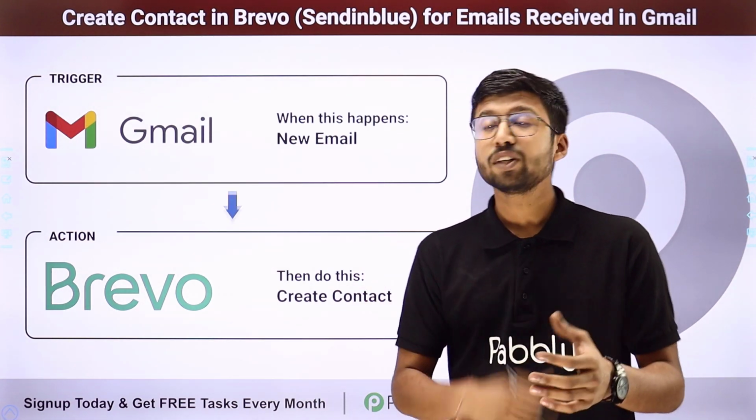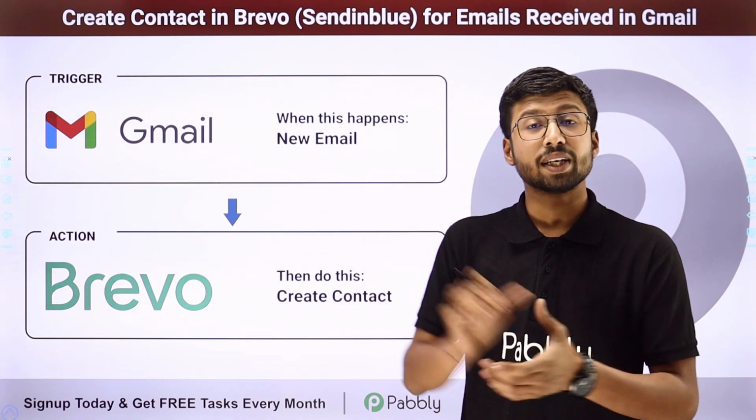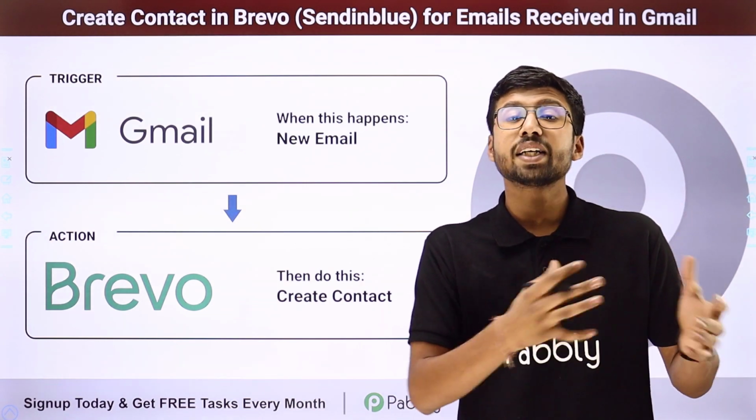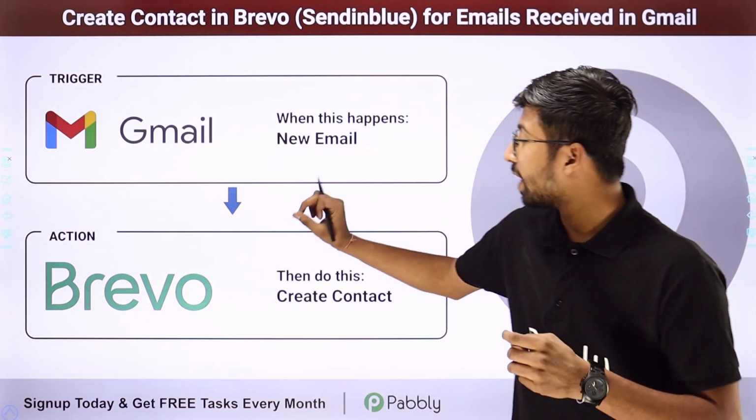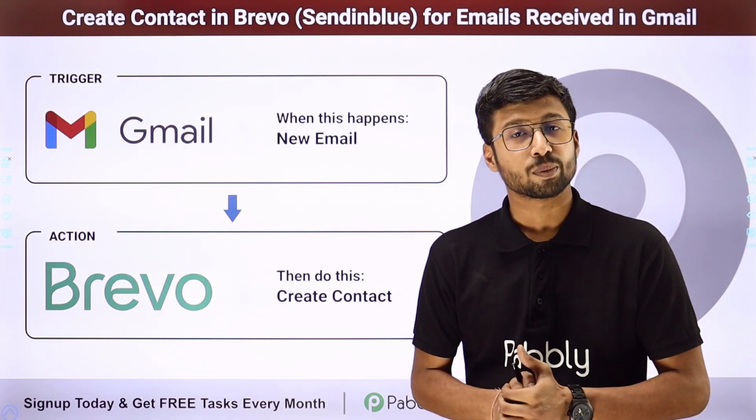It can be some support emails, some queries or some sales data as well. Now you want that whenever you receive an email from your client, customer, user or lead on a particular email address in Gmail, you add that same person who sent you an email into Brevo as a new contact. So let me tell you, you can completely automate this process.